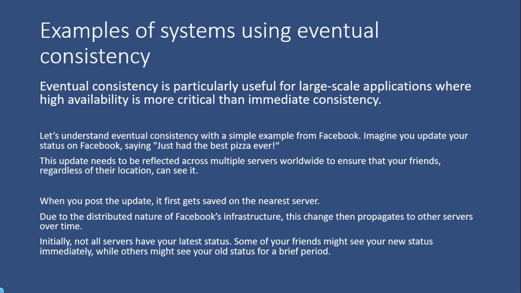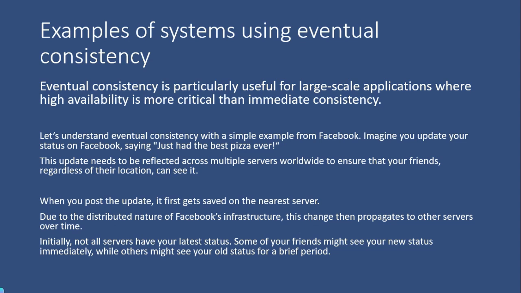Now we will try to understand eventual consistency with an example. We are going to take the example of Facebook. Imagine you update your status on Facebook saying, just had the best pizza ever. Suppose you are sitting in the US. Your friend who is in the US will receive your status. But your friend who is in Canada is not able to see your new status at that particular moment. When you post it, it first gets saved to the nearest server, and the nearest server to you was in the US. That's why your friend in the US is able to see it, but your friend in Canada is not.